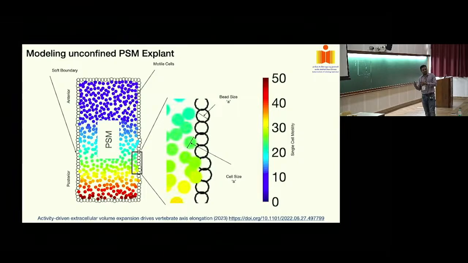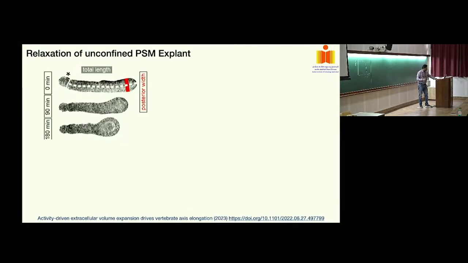We put this in by hand in our model, which in experiments happens on its own. Once you take the explant out, even though the cells are mesenchymal, they start to epithelialize. Again, there is no change in the model. If you go from the posterior to the anterior end, there is a decay in motility. The spring size I have considered to be the same as the cell size, and the rest of the dynamics is exactly the same.